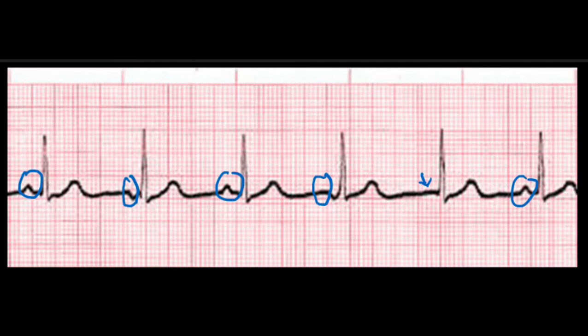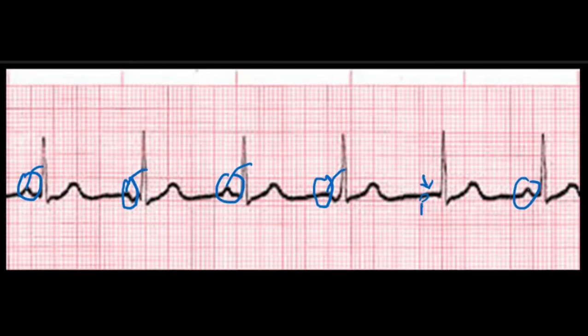Now don't jump ahead. So we want to now see, is there a P wave for every QRS? P wave QRS, P wave QRS, P wave QRS, P wave QRS. Yep, we're missing a P wave here. So is there a P wave for every QRS? And the answer here is no. Okay, so we're missing one.